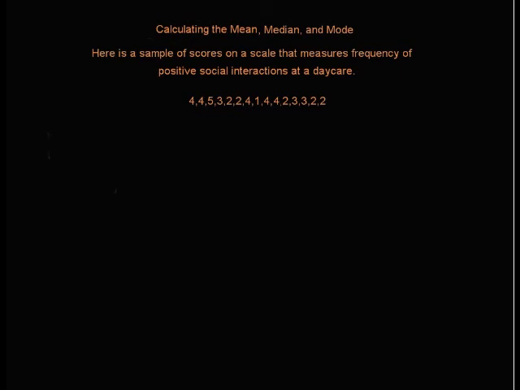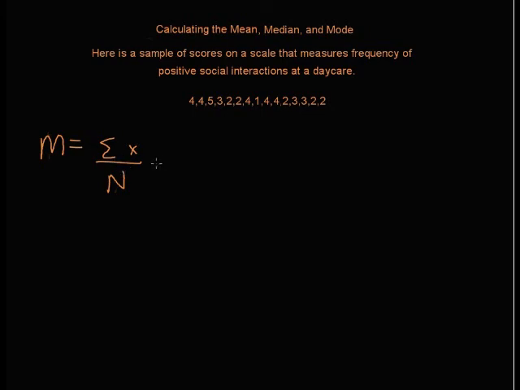Our formula for calculating the mean is fairly easy. Big M, mean, equals sigma of x divided by big N. What this really means is we're going to calculate the mean by taking the sum of all the scores and dividing it by the number of scores.